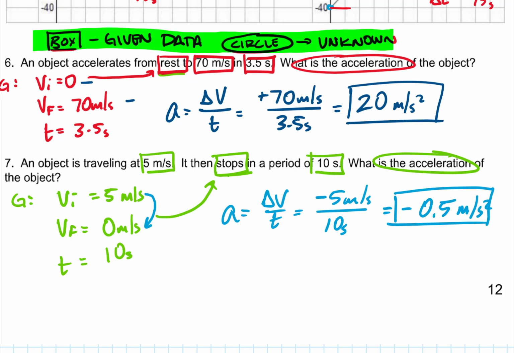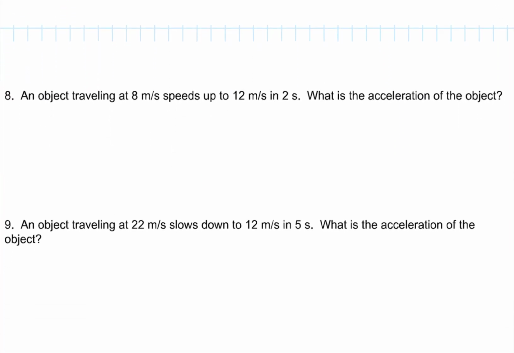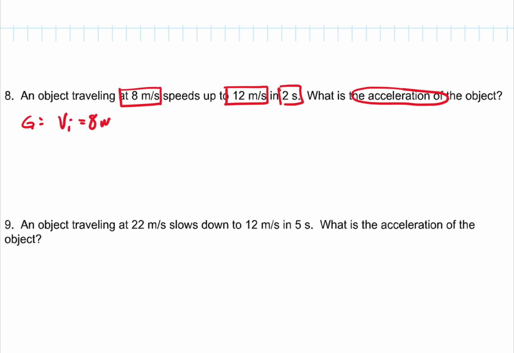Just 3 more. These go quick. An object traveling at 8 meters per second speeds up to 12 meters per second in 2 seconds. So it's traveling at 8 meters per second. It speeds up to 12 meters per second in 2 seconds. What is the acceleration of the object? Traveling tells me that the initial velocity is 8 meters per second. It speeds up to, so the final velocity is 12 meters per second.